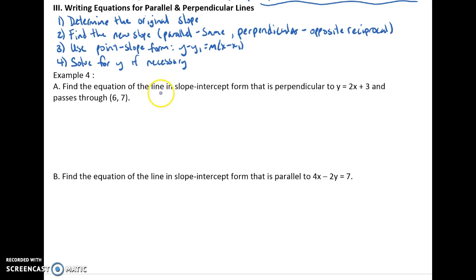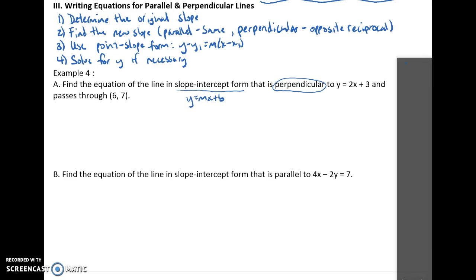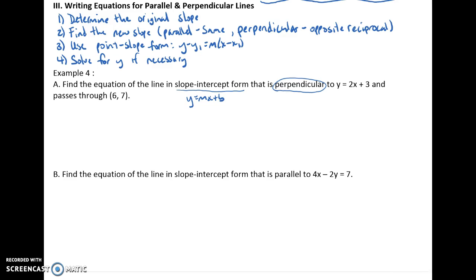So we want to find the equation of a line in slope-intercept form. So I know my final answer needs to be y equals mx plus b. That is perpendicular. So that means I want to do the opposite reciprocal to y equals 2x plus 3 and passes through 6, 7. So there's my x1, y1, and there is my m. So notice how I'm pulling that information. So my m1, which I'm going to call my original slope, is 2. And I want perpendicular, and the upside down t represents the sign for perpendicular.